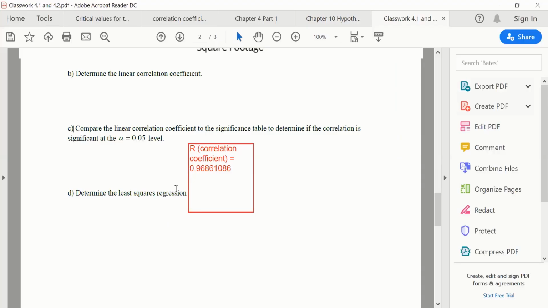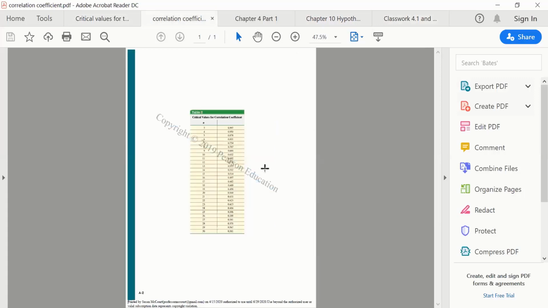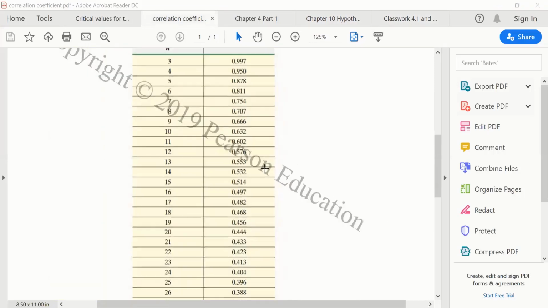So now it asks to compare the linear correlation coefficient to the significance table to determine if the correlation is significant at the alpha equals 0.05 level. So that's way back when we were looking at the chart to look at 0.9686 on the chart. So this is a good one. This is the one that matches your book. If you go into the appendix, you can look at it. I also put a copy of it into Moodle. So if you just want to take it out of Moodle, that's fine.